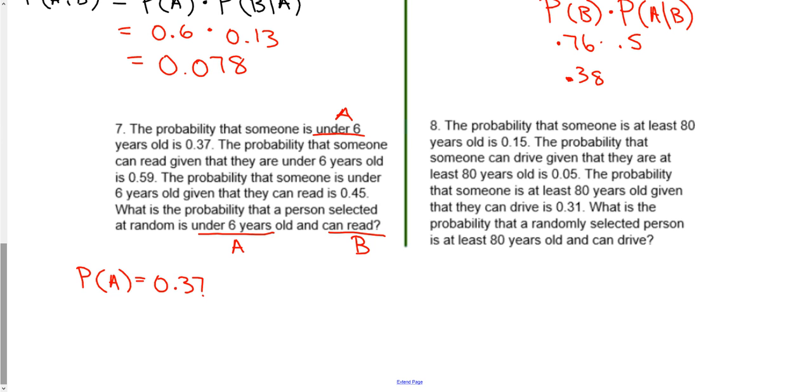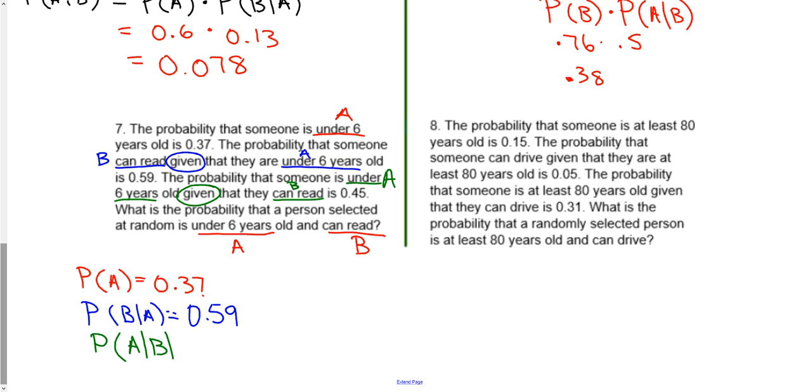What's the probability that someone can read? That's B, right? But you guys see this key word? The word given is that line. And then here's under 6. So that right there is probability of B given A. And that answer right there is 0.59. The next one says the probability that someone is under 6. So we said under 6 is A. Here's A. But then there's the word given again. Given that they can read, that's B. So this one is probability of A given B. So that one is 0.45.